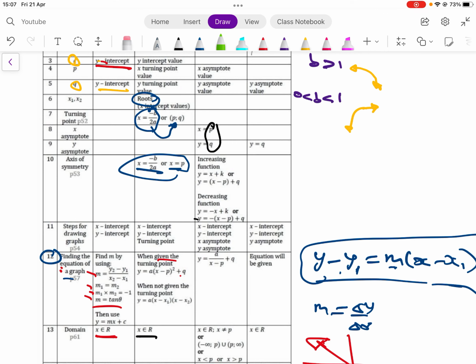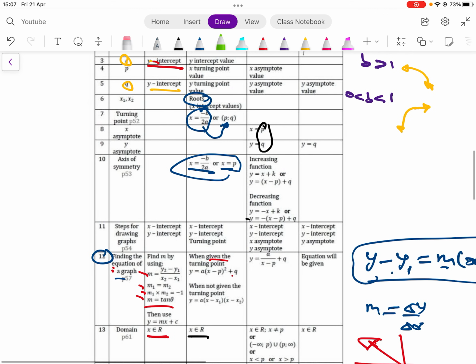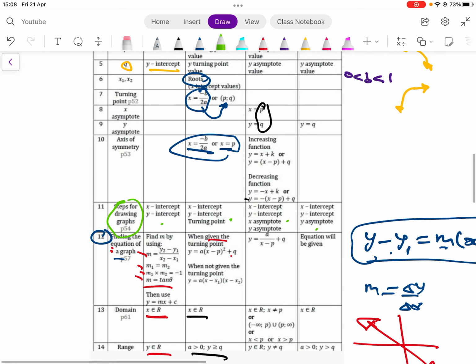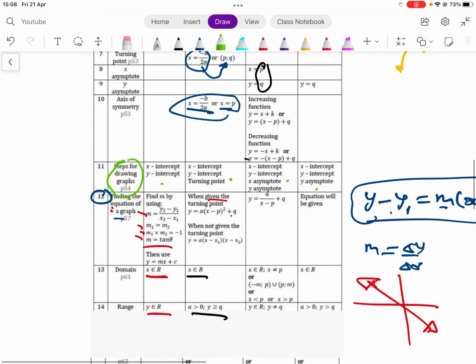Then we have the steps of drawing graphs. For drawing the graphs, either linear, quadratic, exponential, or hyperbola, we always need to find the intercepts, the x and y intercepts, and after that find the asymptotes. Immediately you plot the intercepts and the asymptotes, you already see where you're going in this whole situation. We'll do plotting in the next video.